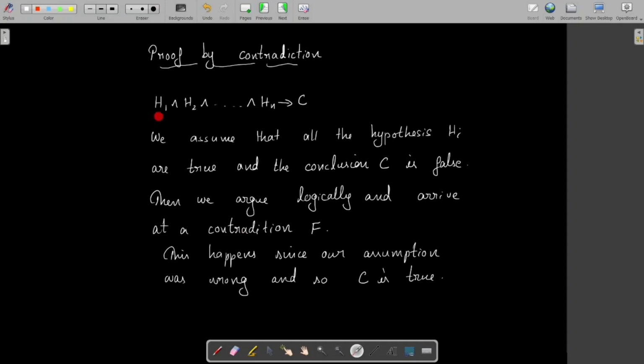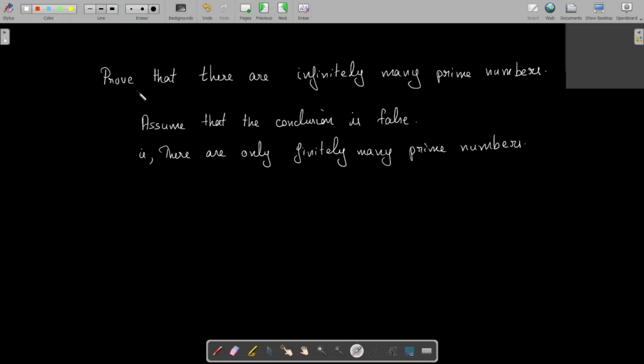So if we assume that all the hypotheses are true and the conclusion is false at the same time, then we will arrive at a contradiction. This happens since our assumption was wrong, and so C is true. That is the argument we use to prove a theorem by the method of contradiction. Let us go through an example. By the method of contradiction, prove that there are infinitely many prime numbers.